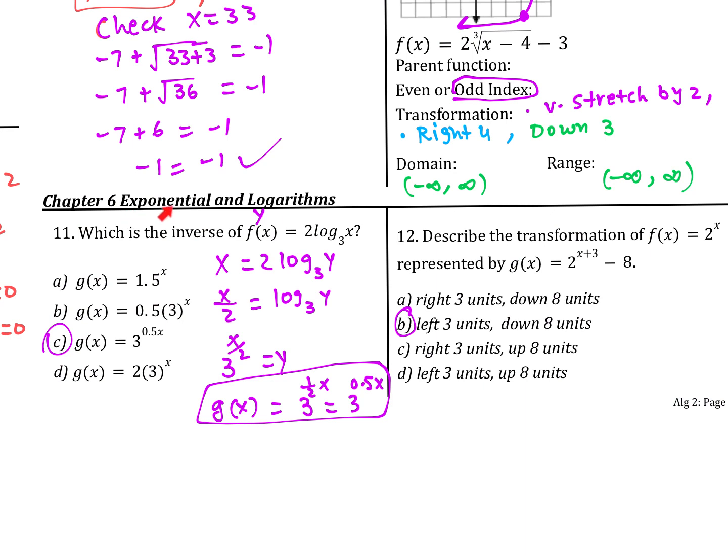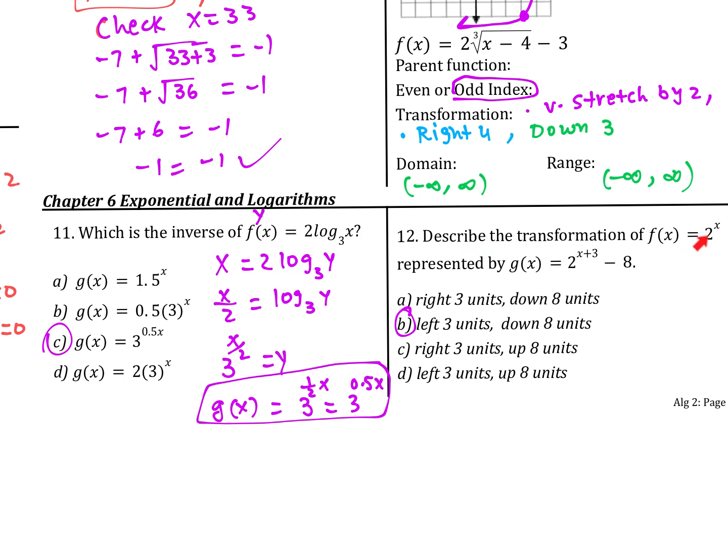Next question is exponential and logarithms. To find the inverse, you set y equals f(x), switch x and y. So y becomes x and x becomes y, and change that to a logarithm after dividing by 2 on both sides. 3 to the power x over 2 equals y. Change the 1 over 2 as 0.5x. This is your answer. Letter C.